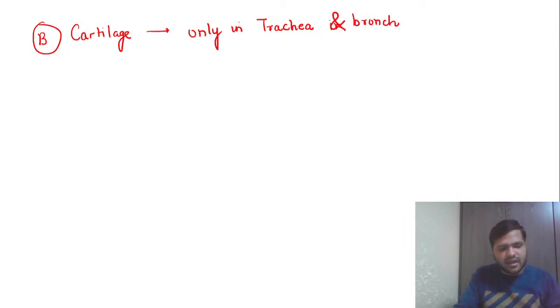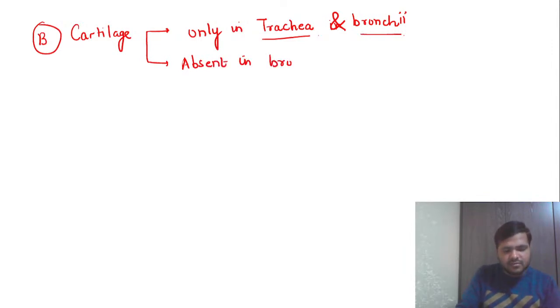Everyone knows that cartilage is present in the trachea. We have tracheal cartilage in the form of tracheal rings. So cartilage is only present in the trachea and the bronchi. Write down: it is absent in bronchioles.